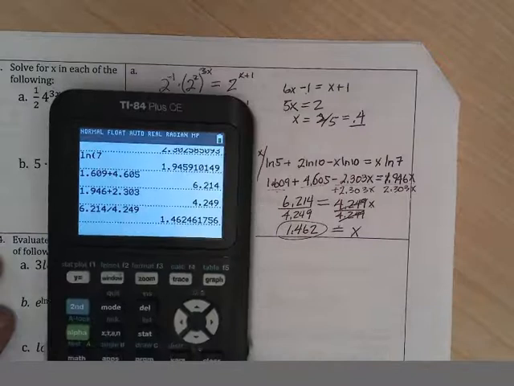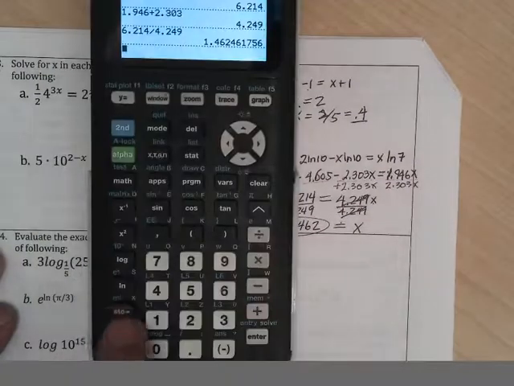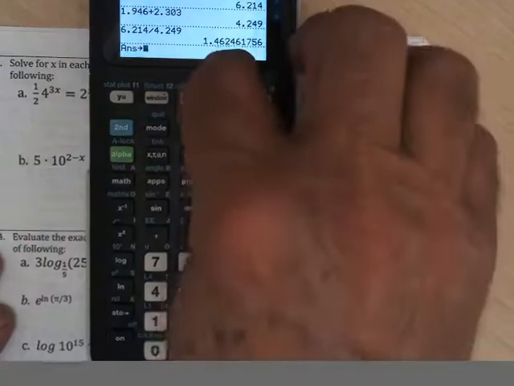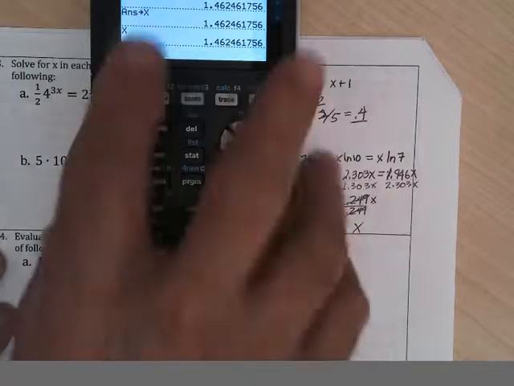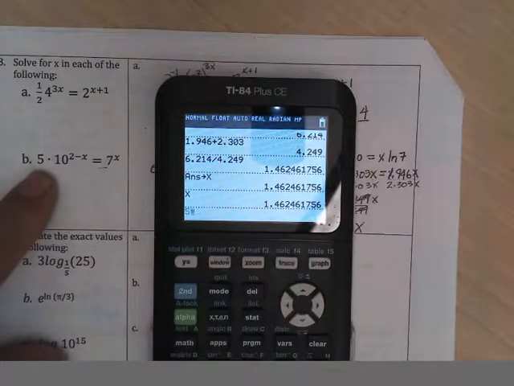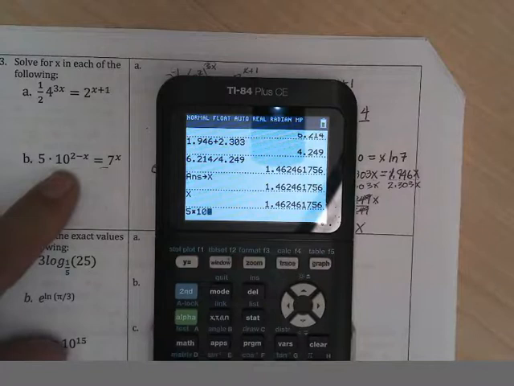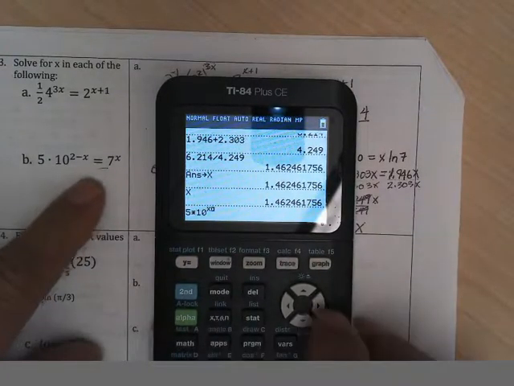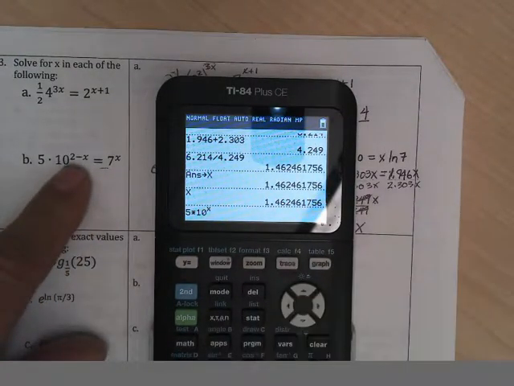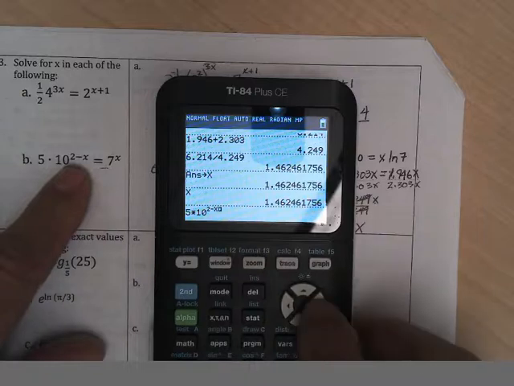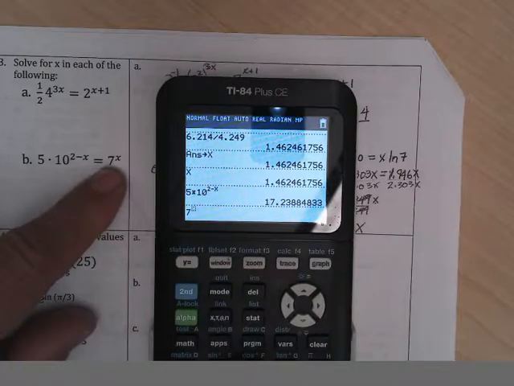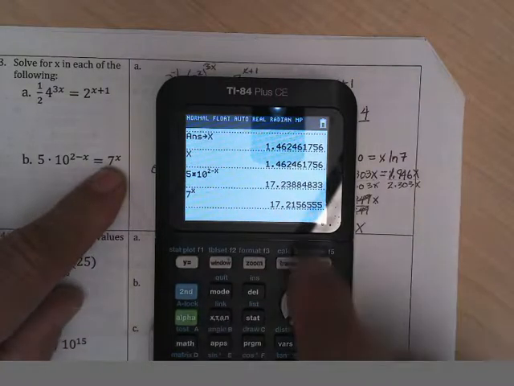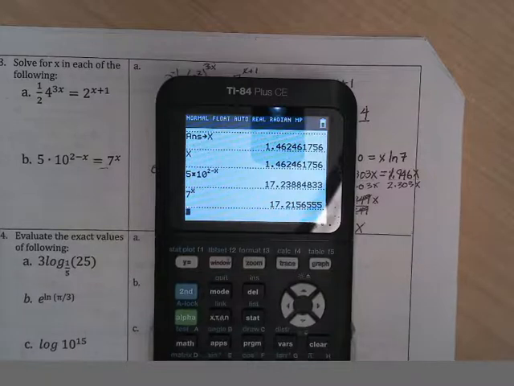Now I'm going to do what I've done before. I'm going to hit store and store my answer. So it's going to store this into x. So now if I type x, x is that number. And so I can just type this in: 5 times 10 to the 2 minus x, and see what that equals, and do 7 to the x and see what that equals, and you notice they're about the same. So that is a reasonable answer.